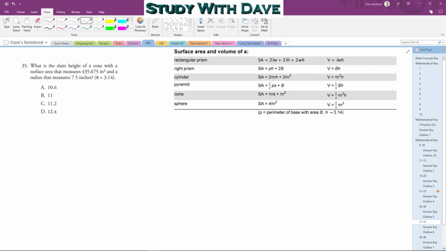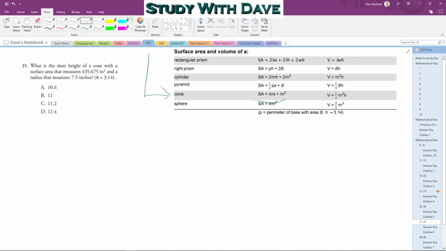Surface area and slant height of a cone is what we're going to be dealing with for this one, and I went ahead and copied the equations that we're going to need for a cone right here, or just the one equation. All right, let's go ahead and read it. So what is the slant height of a cone with a surface area that measures 435.675 inches and a radius that measures 7.5 inches?